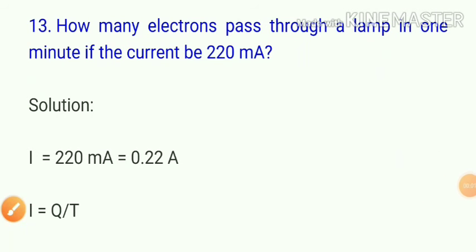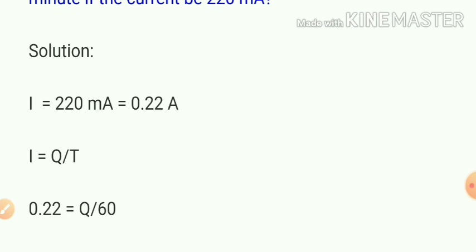How many electrons pass through a lamp in 1 minute if the current is 220 milliampere? In this example, we have to find the number of electrons passing through a lamp in 1 minute. Given, the electric current is 220 milliampere. So we have to convert this milliampere into ampere. We divide this value by 1000 and get 0.22 ampere.